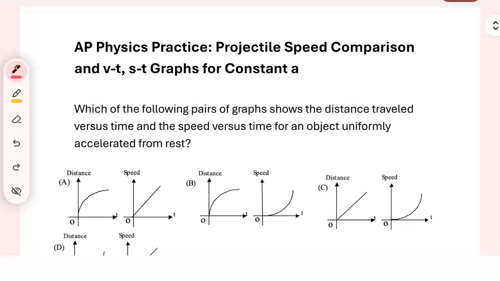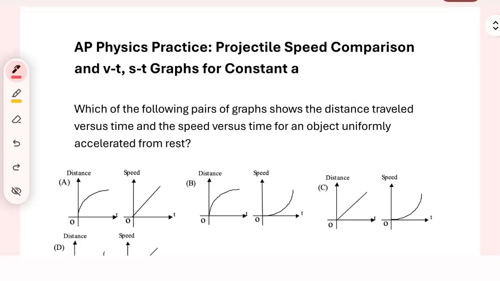Here we have a motion problem again. This is more like a physics practice problem. Here we will be comparing different graphs of velocity-time and distance-time graphs, given that the acceleration is constant. The question is, which of the following pairs of graphs shows the distance traveled versus time and the speed versus time for an object uniformly accelerated from rest?